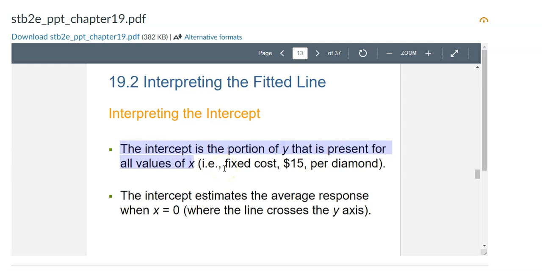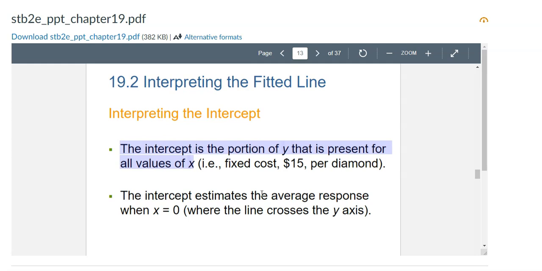But let's say you have a question where the response variable is not cost or revenue or price, but something like percentage of body fat, and your intercept is a negative value. How do we interpret it? There is no interpretation for it, because a negative percentage of body fat has no meaning. It doesn't make sense.